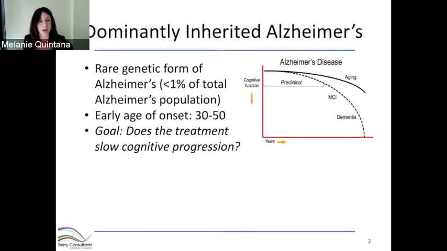So the first case study that I want to talk about today is in a disease area known as dominantly inherited Alzheimer's. So I'm sure you all are familiar with Alzheimer's disease. Dominantly inherited Alzheimer's is a rare genetic form of Alzheimer's. This occurs in less than 1% of the total Alzheimer's population. It's due to a known genetic mutation or several known genetic mutations. If an individual has one of those mutations, they will develop Alzheimer's, and likely at a very early age of onset, between 30 to 50 years old, similar to when their parent who also had the mutation started to develop clinical symptoms or cognitive symptoms.